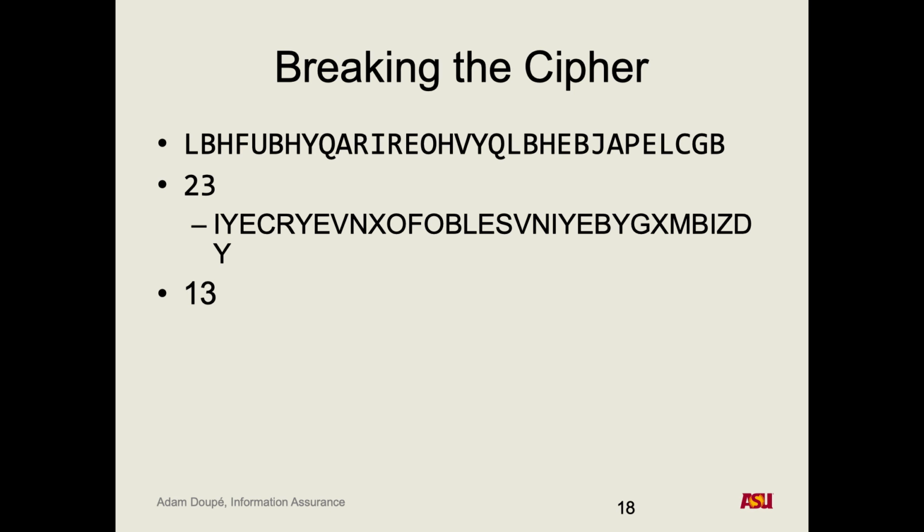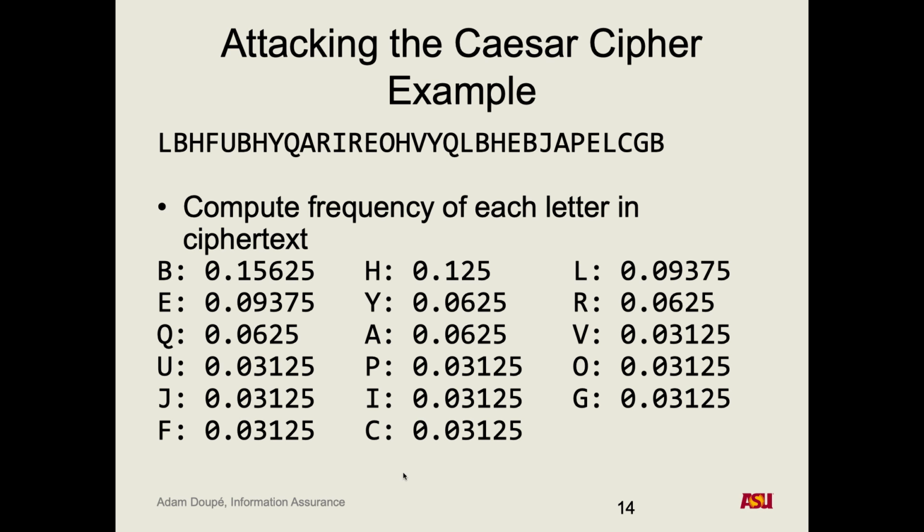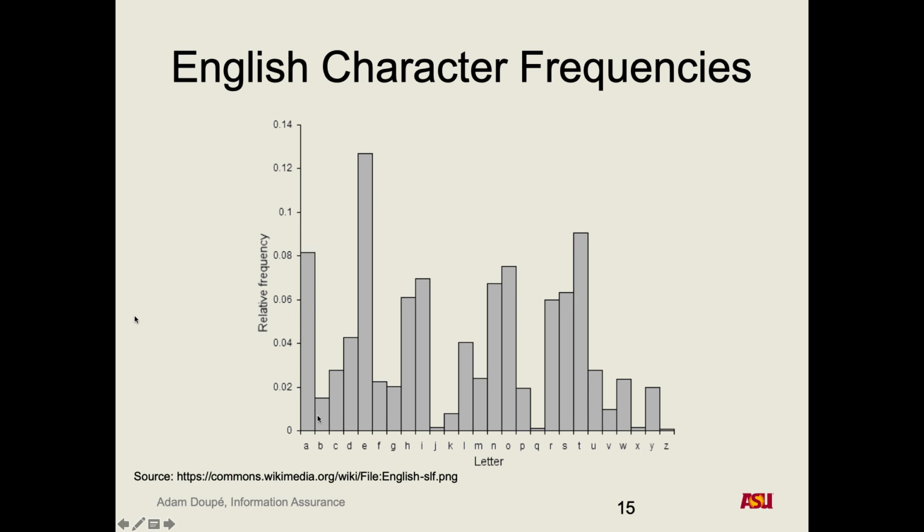We can see 13. Where does 13 put us? So we had B map 13, so 1, 2, 3. B maps to O.